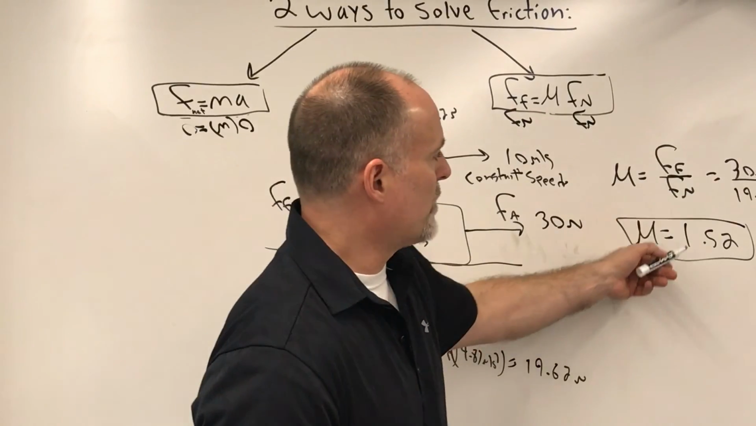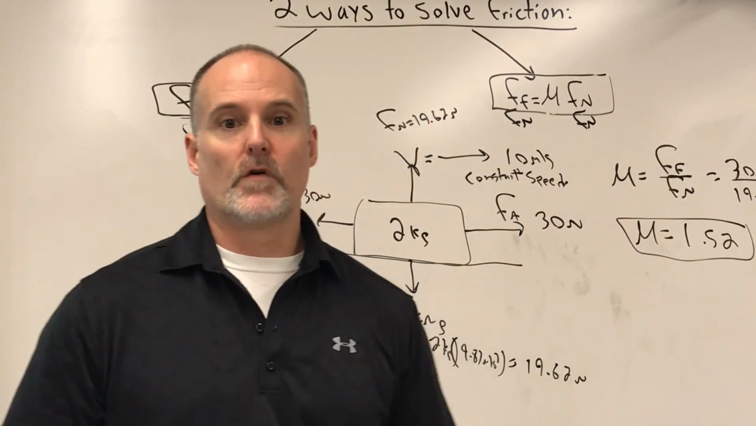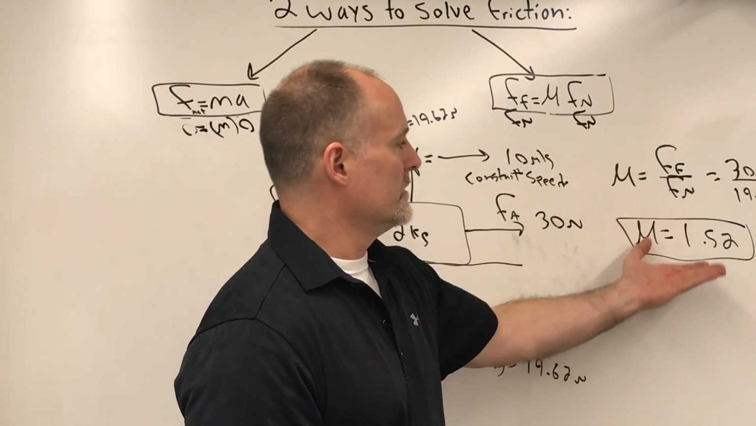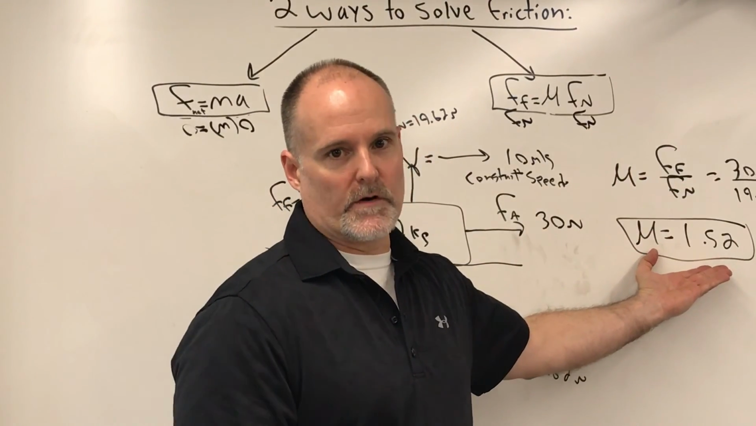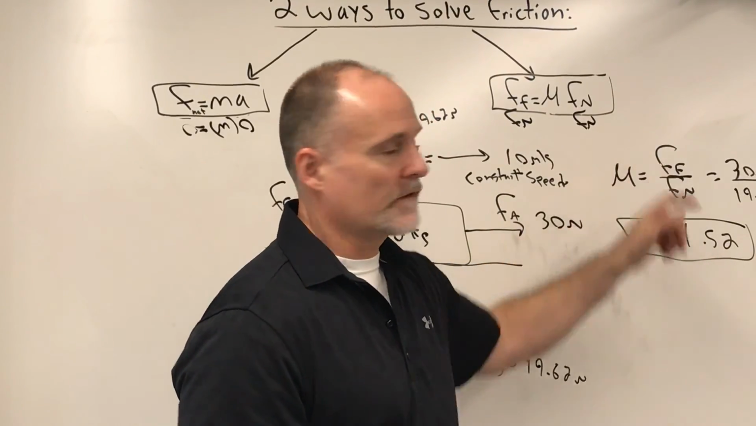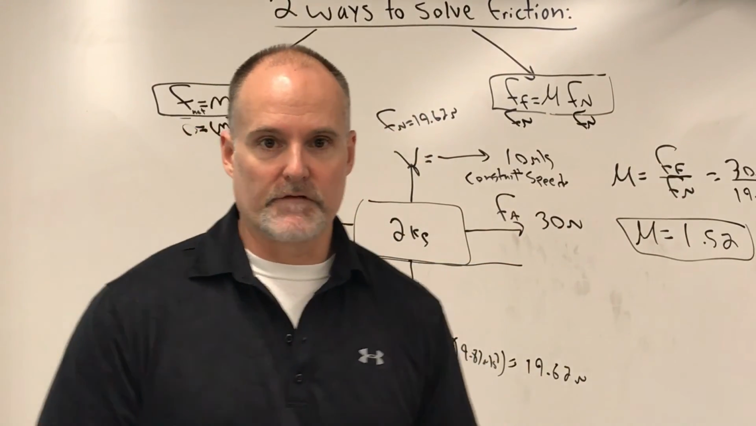I just made up this problem. The coefficient of friction is normally under 1. So you're always going to get a value under 1. I just want to point that out to you. But that's how you get it. You need these two things, your frictional force and your normal force, to get the coefficient of friction.